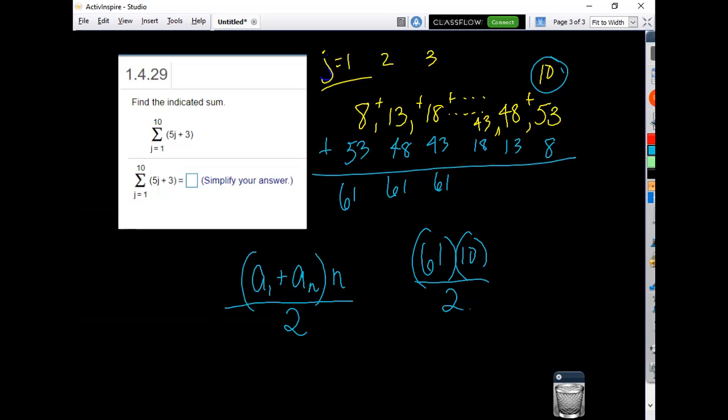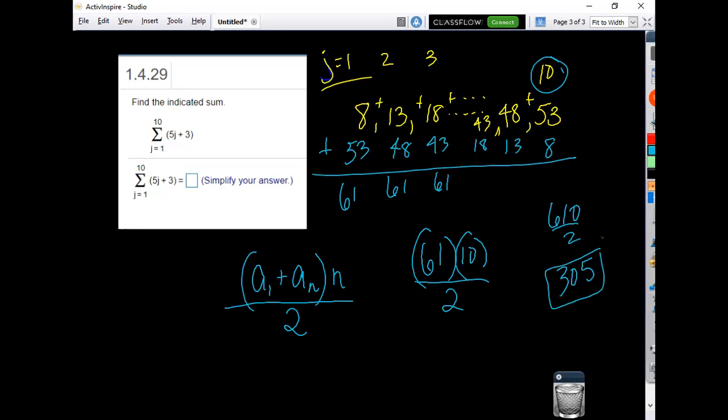So if we did this, that would be how we get our answer. That's like 610, right? 10 times anything, you add a 0 onto the end. And then we have to divide that by 2. I think that's 305. So my answer would be 305.